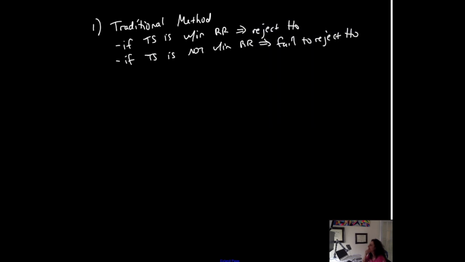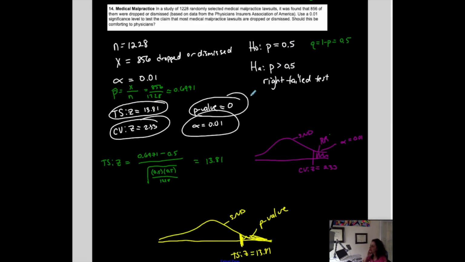So where is the test statistic, in relation to the rejection region? So here's the rejection region, and the critical value separating this rejection region from the rest of the curve is 2.33. The test statistic is a z-score that is 13.81. So if I'm comparing that to this critical value and this rejection region, 13.81 is all the way in the right tail. And all this area in the right tail is called the rejection region. So the test statistic is in the rejection region.